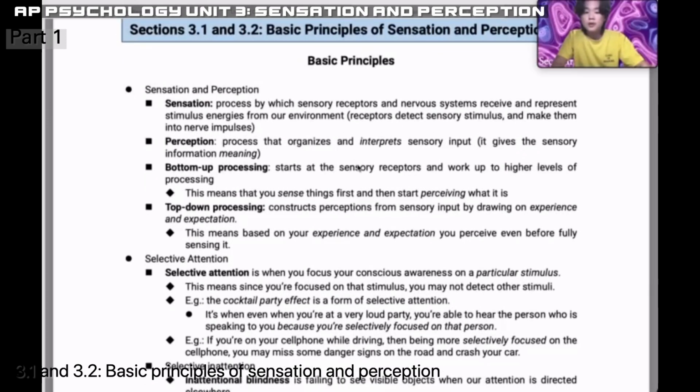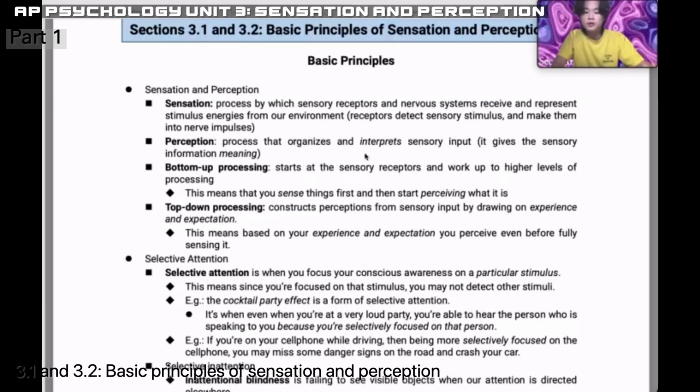A bottom-up processing is one method of perceiving something. So this starts at the sensory receptors and they work up to higher levels of processing. This means that you sense things first and then start perceiving what it is. So the order here is: number 1, sense stuff. Number 2, start perceiving what you sensed.